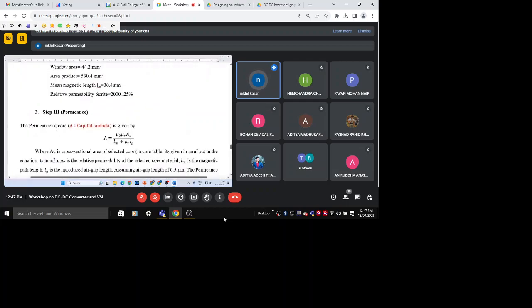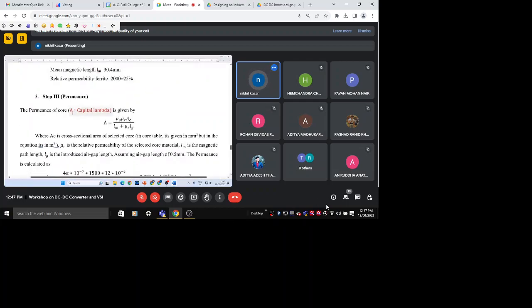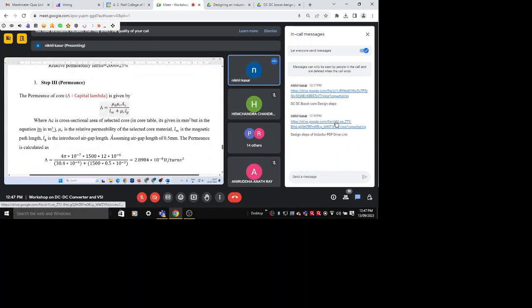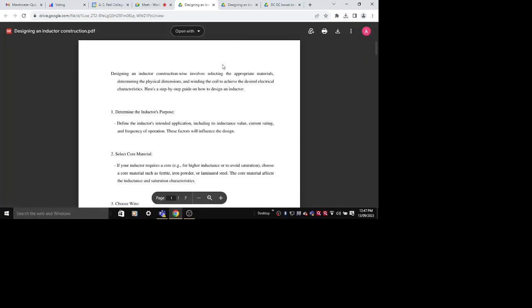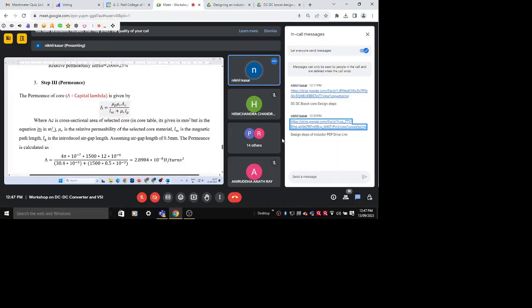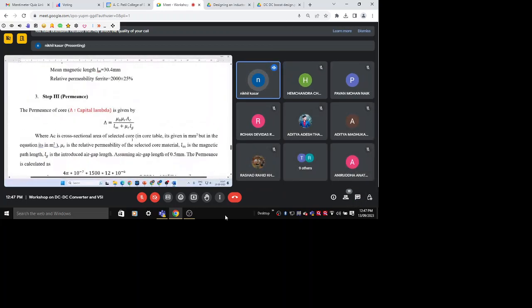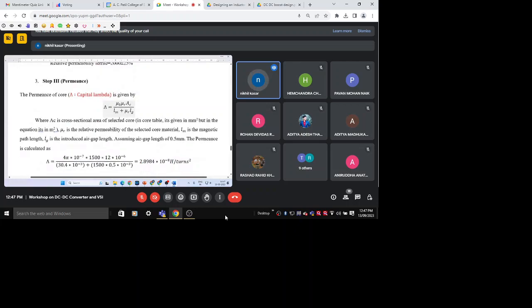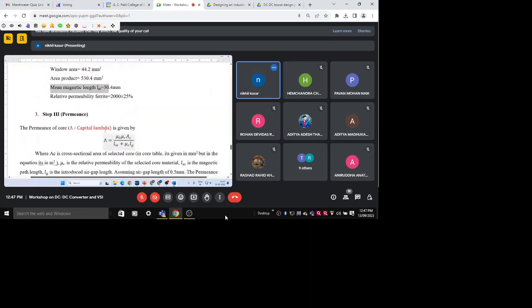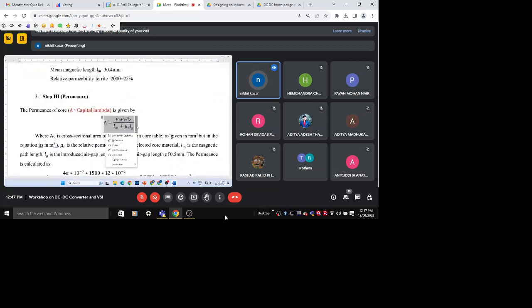The calculation is permeance. This symbol is capital lambda. What is the formula? As I just told you, in the numerator I have the absolute permeability mu naught multiplied by mu r, which is from the core table. In the denominator I have Lm, the mean magnetic length, Lm plus the product of mu r into Lg.